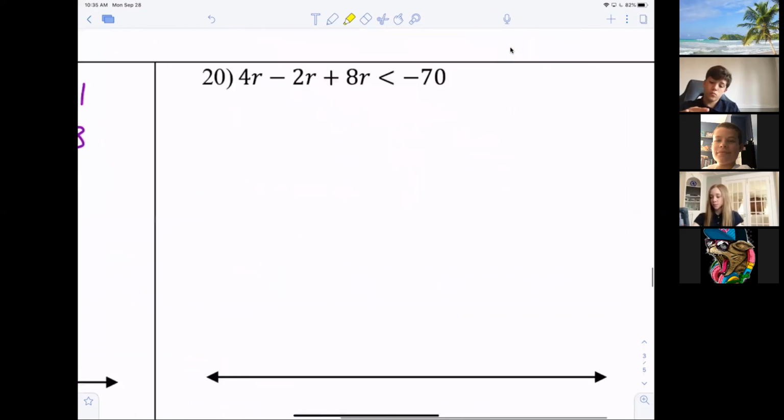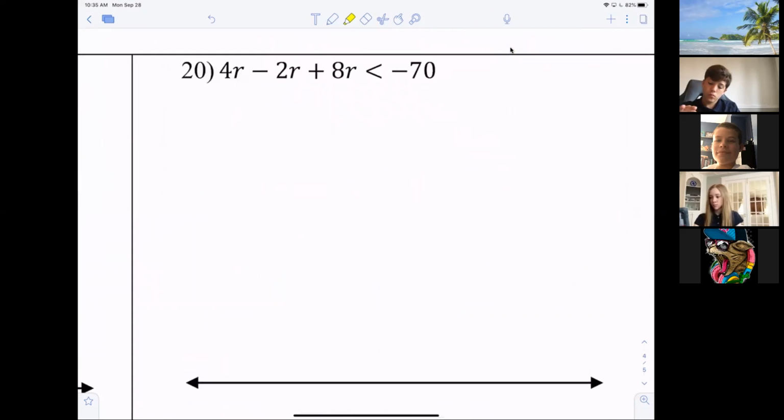Let's try 20. Now, what do I have to do on 20? Add them all. Yeah, let's combine them, right? Combine terms. 4R minus 2R plus 8R. What is that? 10R. Thank you, 10R. Continue on, Mr. Pico. What next? Multiplied by the reciprocal of 10. Good. So what is R? R is less than 7. Minus 7 to be exact.